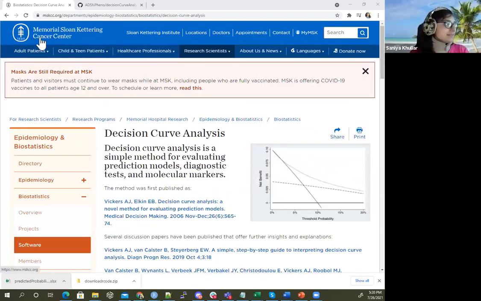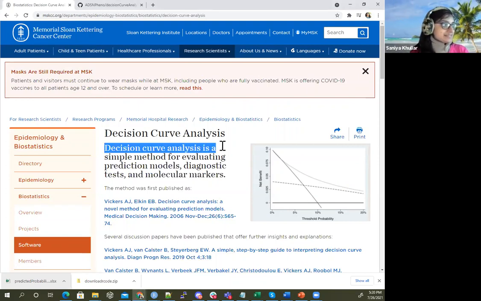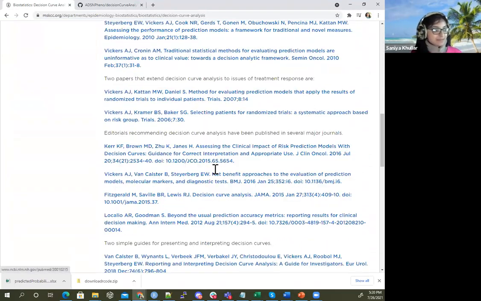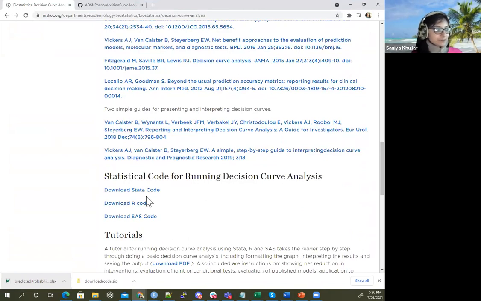If you go to this site on Memorial Sloan Kettering Cancer Center, you're going to find this site over here. If you look up decision curve analysis in Memorial Sloan Kettering Cancer Center, you're going to see decision curve analysis is a simple method for evaluating prediction models, diagnostic tests, and molecular markers. Then you go down here, and if you click download R code, then what you should see is the following.